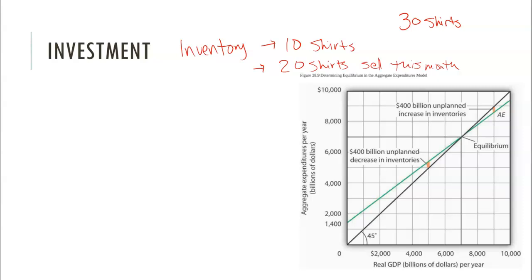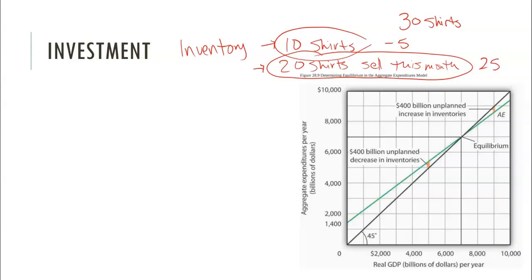Now, sometimes what happens is businesses don't anticipate correctly. So I think I'm going to sell 20 shirts this month, but maybe I actually sell 25. So even though I had a planned inventory of 10, I actually sold 5 of those, which means I have an unplanned decrease in my inventory. My inventory actually dropped by 5. And that's because I was wrong, right? I thought that I was going to have 20 customers and I had 25.